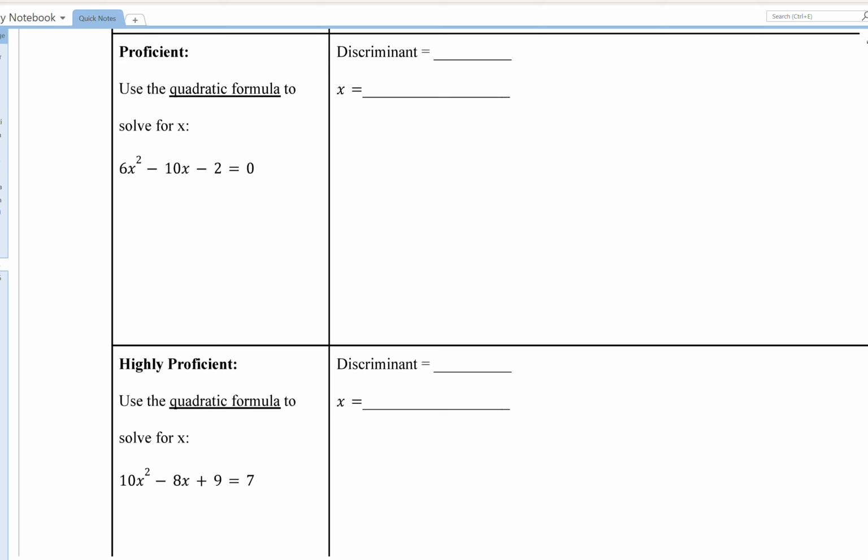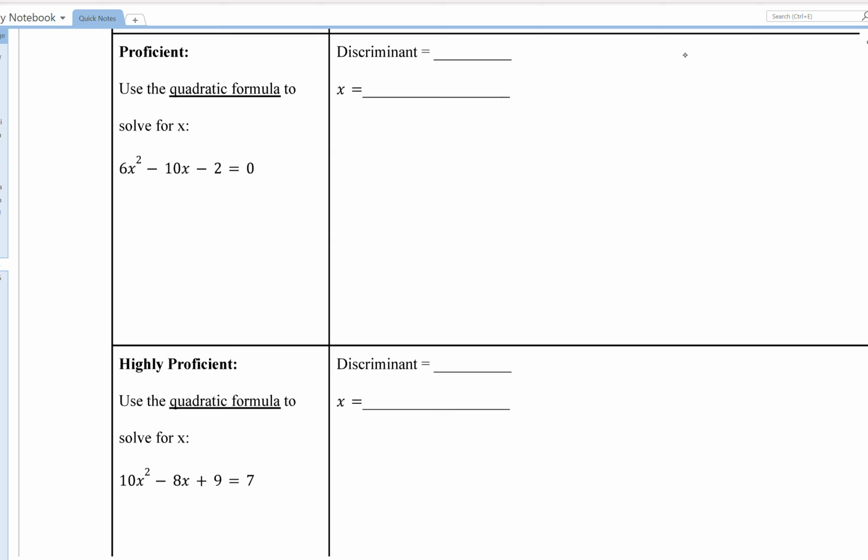Hi, welcome. This is a video for Unit 6, the standard form of quadratic equation. We're being asked here at the proficient level of this section to solve for x using the quadratic formula.